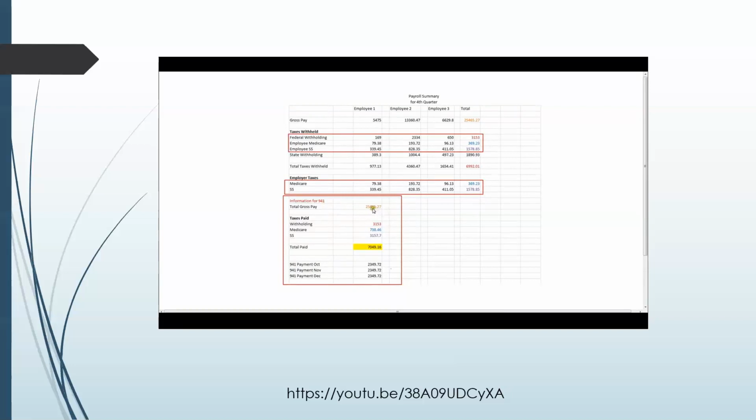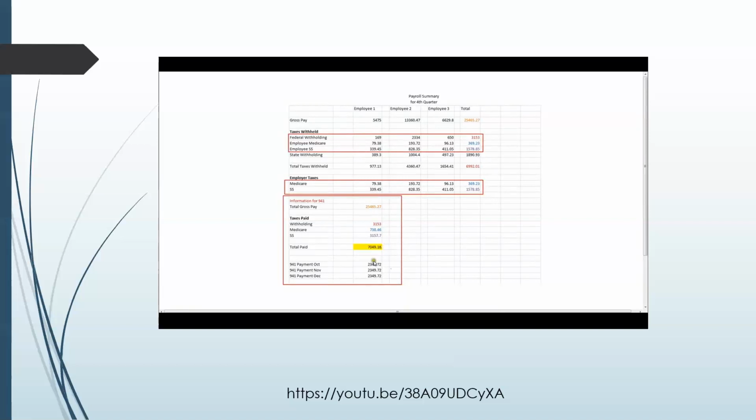We're going to need the total gross pay that you've paid all 3 employees for all 3 months of the quarter. You will also need to know the withholding total and the total Medicare and Social Security paid. It will not be broken out by employee and employer on the 941 form, but you may want to keep those records for yourself.